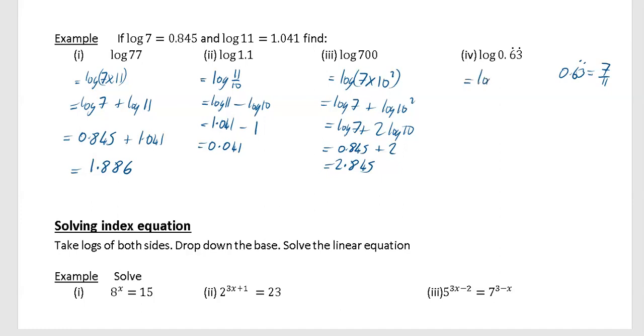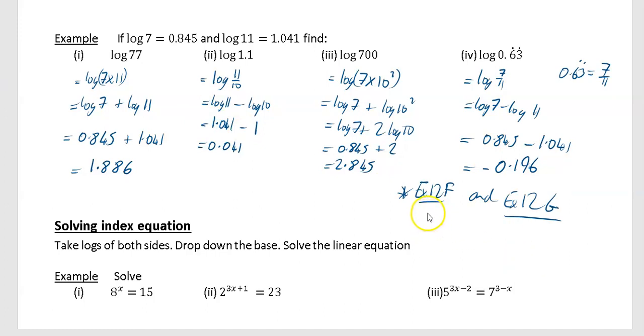So in this case, that's just equal to log of 7 over 11, which is log of 7 minus log of 11. And that's just 0.845 minus 1.041. I have to do it in my calculator and see. 0.845 minus 1.041 came out in my calculator as minus 49 over 250. I'll give it as a decimal, which is going to be minus 0.196.